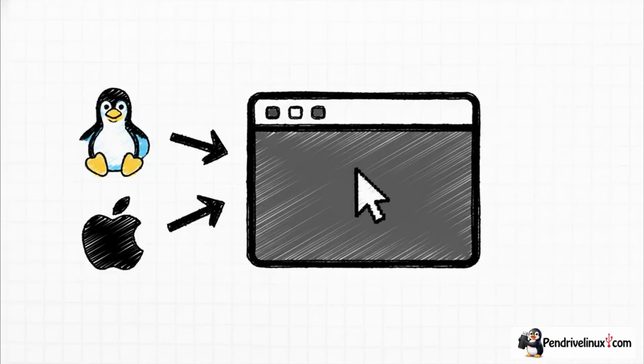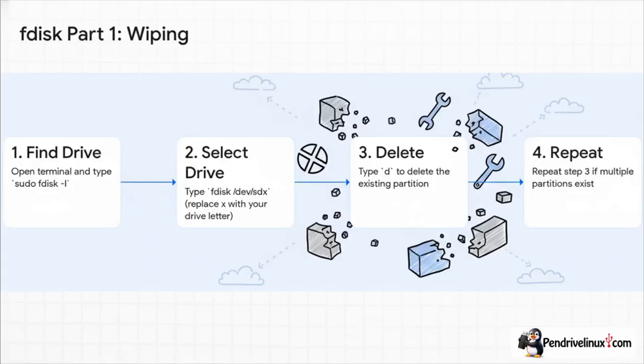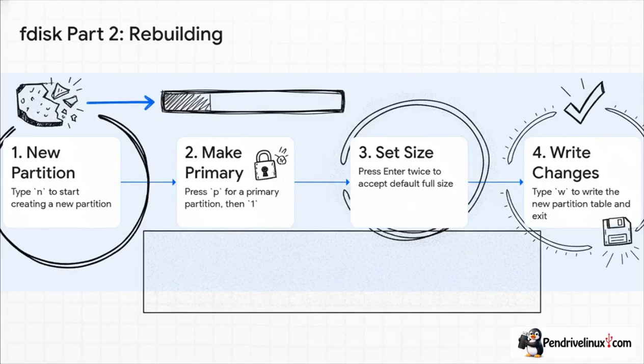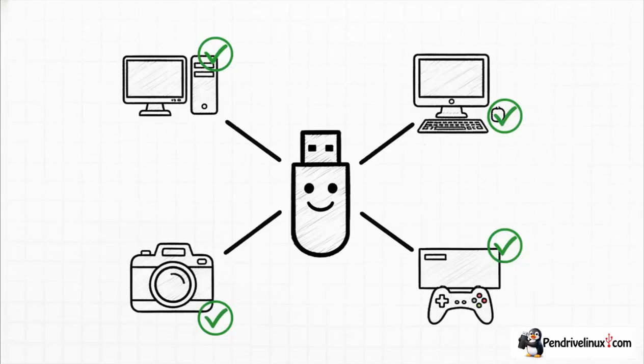All right, Linux users, your turn. We're going to use the classic utility fdisk to do the same job. First things first, we've got to delete those old problematic partitions that are causing all the trouble. Now that it's wiped clean, we'll create one big new partition that takes up the whole drive. And to finish up, we just format that new partition so all of your devices can read it.